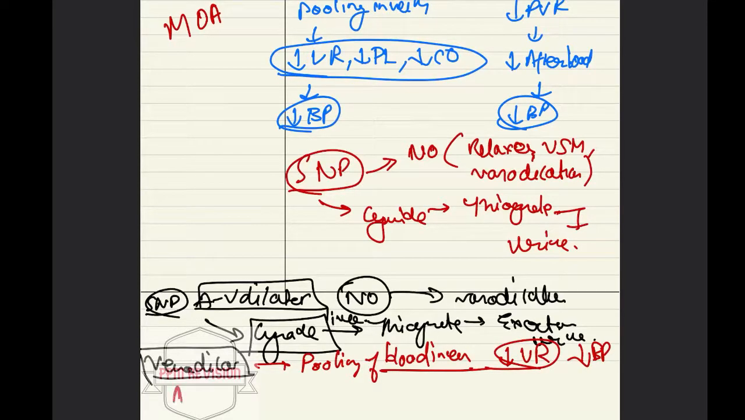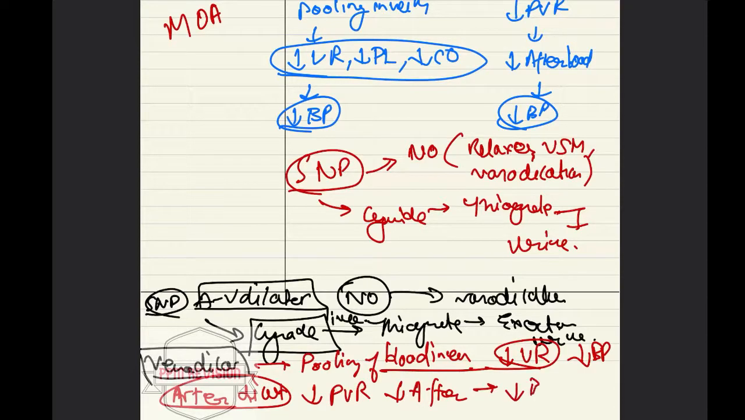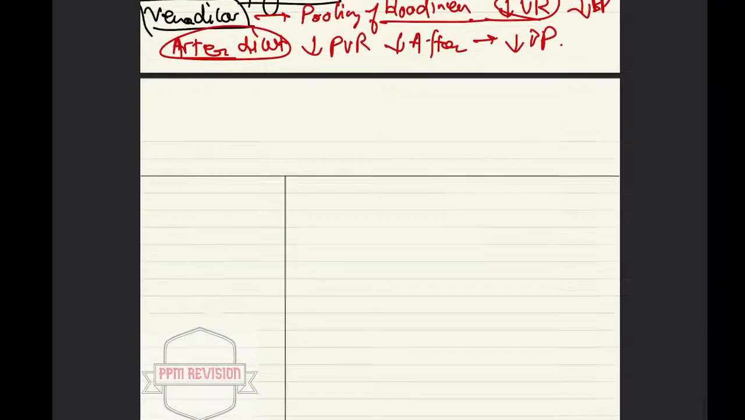And as an arteriolar dilator, here what happens is the PVR is decreased, and this results in decreased afterload and ultimately causes decreased BP as well. So these are the points that we discussed here. Now moving further, we have a case of hypertension. Or before that, I'll quickly give a note on nitroglycerin.